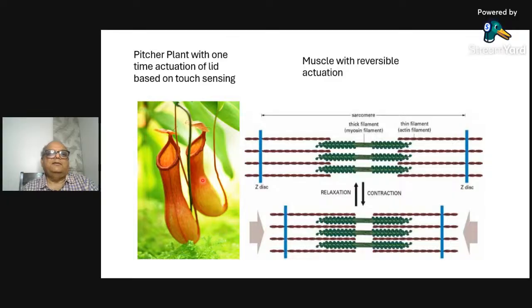This is a pitcher plant. Its lid closes when an insect sits somewhere here and it gets trapped inside. It's a one-time actuation based on touch sensing. Okay. Muscle, on the other hand, on the right side is the muscle with actin, myosin, and these are the telescopically moving elements which move one inside the other. So this is the contracted condition and this is the relaxed condition. Okay. Certain molecules make it contract, certain molecules make it relax. Okay, so it is a reversible movement-causing action.